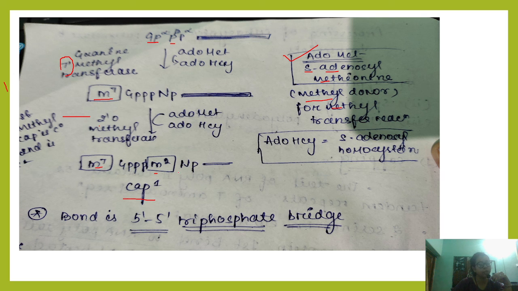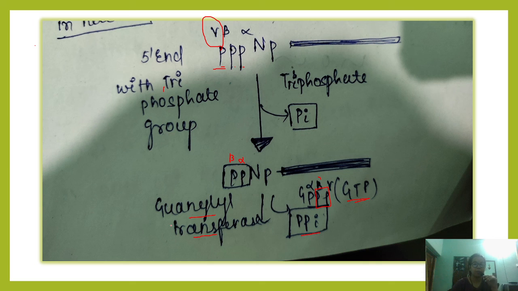And the bond found between them is the 5 prime to 5 prime triphosphate bridge. This is very, very important, because usually 5 prime to 3 prime or 3 prime to 5 prime bonding is seen, but here 5 prime to 5 prime triphosphate bonding is seen. Again I am trying to explain the method. This is the mRNA, this is the 5 prime terminal, and it has 3 phosphates, alpha, beta and gamma.